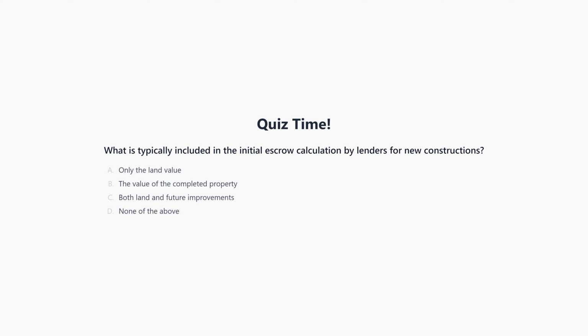Let's pause a moment for a quiz. What is typically included in the initial escrow calculation by lenders for new constructions? Is it only the land value, the value of the completed property, both land and future improvements, or none of the above? Take your time to think about it. We'll discuss the correct answer in the next section.